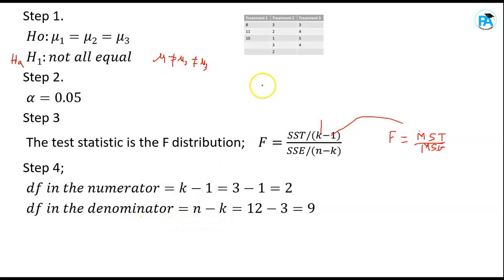And n means number of observations, which is 12 in numbers. And k means number of treatments, which is 3. So 12 minus 3 gives you what? 9, isn't it? So we have 2 and 9. So numerator is 2 and denominator is 9.